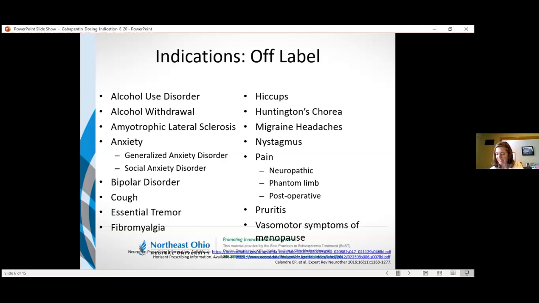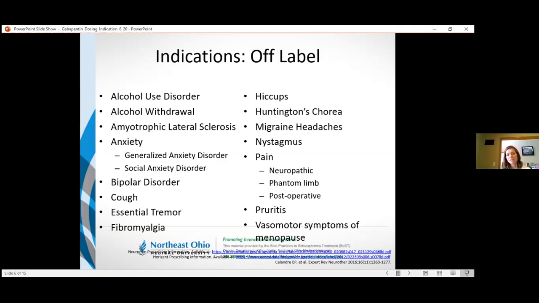There was a 30% response rate, and response was defined as a 30 to 40% improvement in tremor. So less than half of the individuals were demonstrating improvement, but it was better than nothing, especially if those patients couldn't tolerate other treatments. So maybe some benefit for essential tremor. Other ones I'm just going to hit on here.